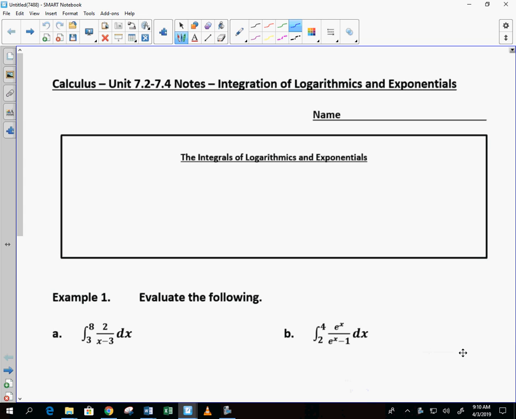Do you remember what the derivative of e to the x is? Good, nice job. We're on a good start today so far. So, therefore, we have the integral of e to the x dx is equal to e to the x plus a constant.